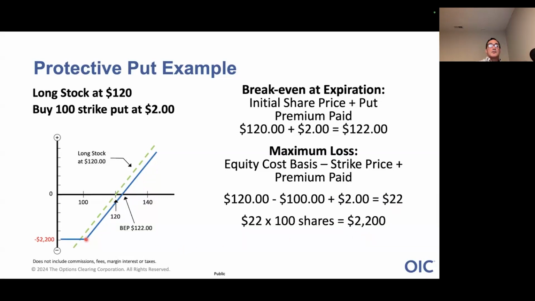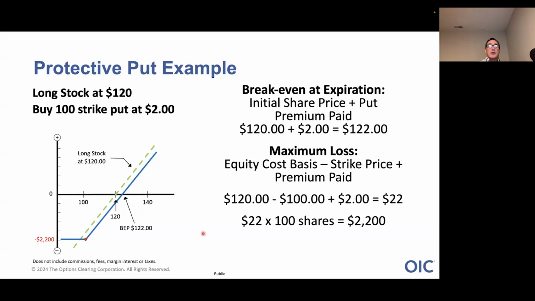Now, let's say the stock closes at expiration at 100. You can see that I'm going to lose $20 on my stock. Theoretically, my 100 strike put would expire worthless, so I'd lose $22, or $2,200. But that's the extent of my losses. If all of a sudden the stock goes to 80, the most I can lose on this position is $22, because I own the right to sell these shares at 100, regardless of where the shares finish at expiration.